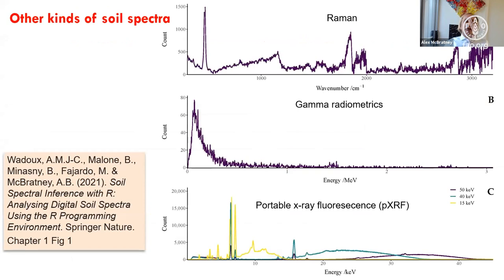But there are other kinds of spectra, like the Raman spectra, the gamma radiometric spectrum, the portable X-ray fluorescence spectrum. They all look at different parts of the electromagnetic spectrum. As you can see, the X-ray fluorescence spectrum, which tells you about particular elements, has lots of features in it. It's easy to calibrate, hardly needs calibration. A gamma radiometric spectrum is more noisy, but can be calibrated for particular elements or soil properties. The Raman spectrum, once again, tells you about particular elements, particularly iron, I think. So there are lots and lots, and these three spectra are for the same soil sample.